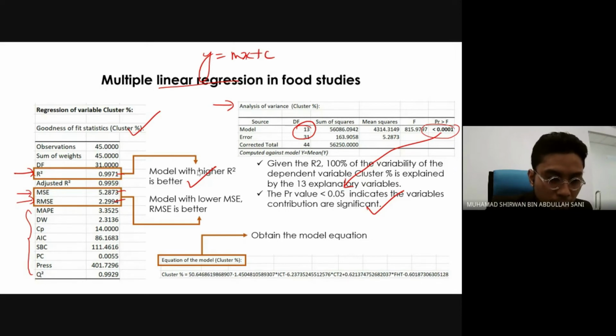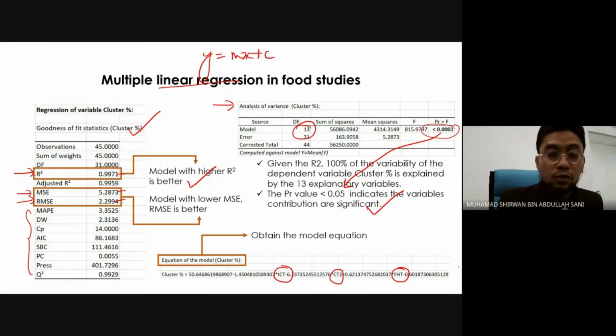Cluster percentage, meaning how much contaminant. This is the formula. This is your variable. This is your second variable, third variable, and so on and so forth. It means that if you have more variables there, the equation will be longer. Okay, so this is how the MLR results look like.